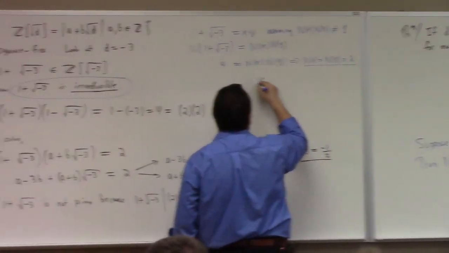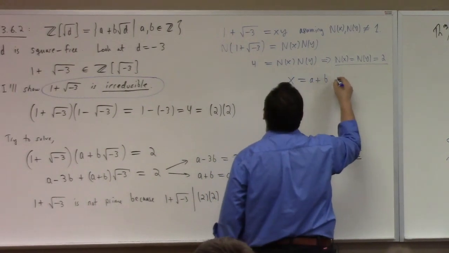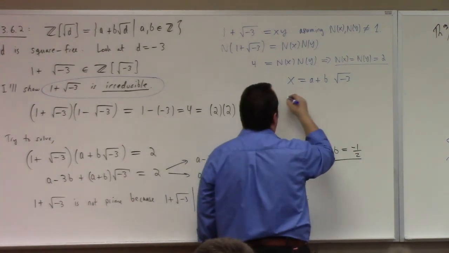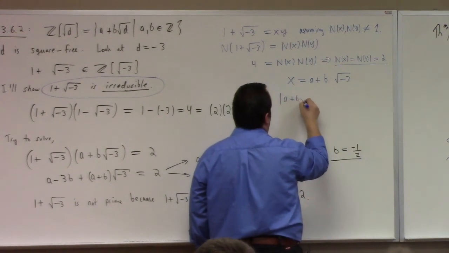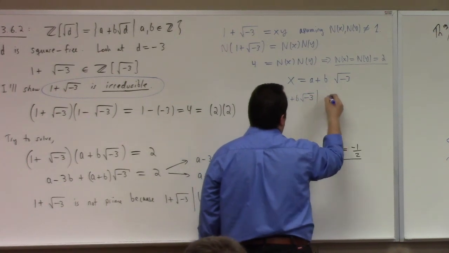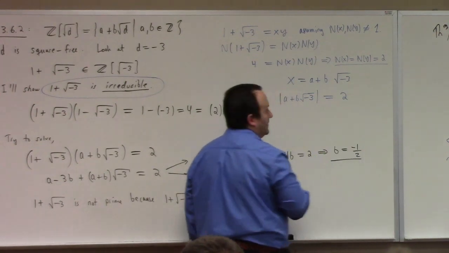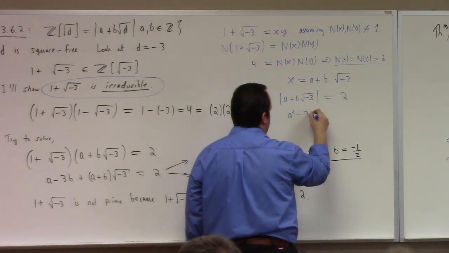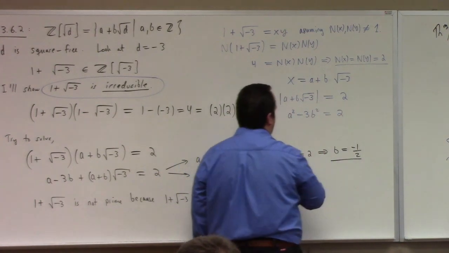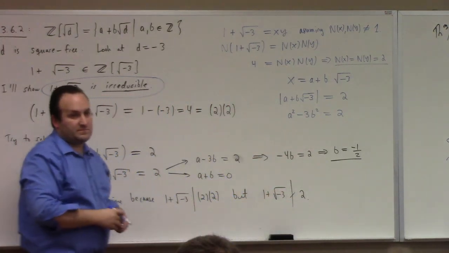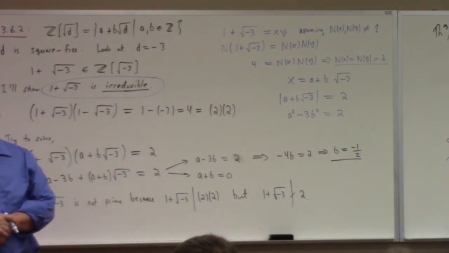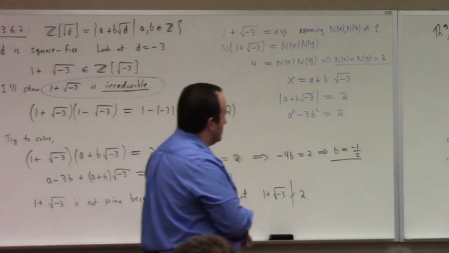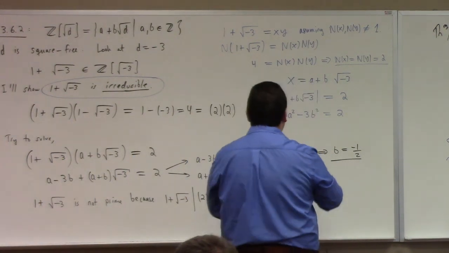So we can try to let x equal a plus b times the square root of minus 3, right? And we can try to see, can we find the norm of that, can we find that equals 2? Which is to say, can we solve the equation a squared minus 3b squared equals 2? Does that have any solutions? Would that be plus? Yes. Thank you.